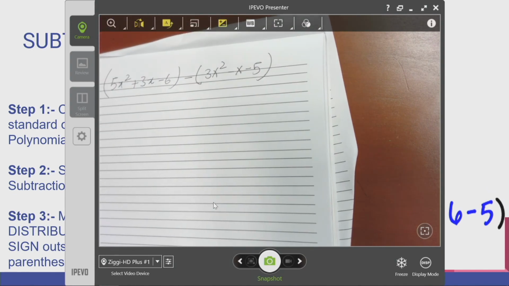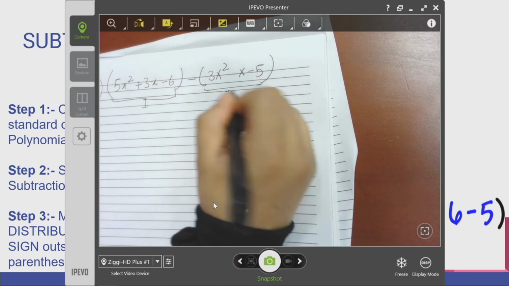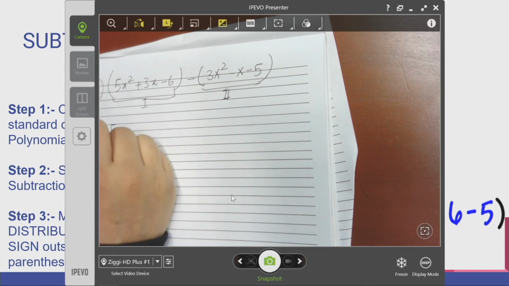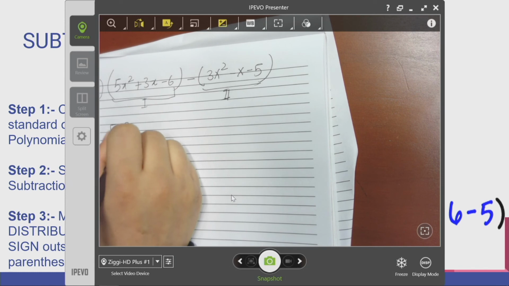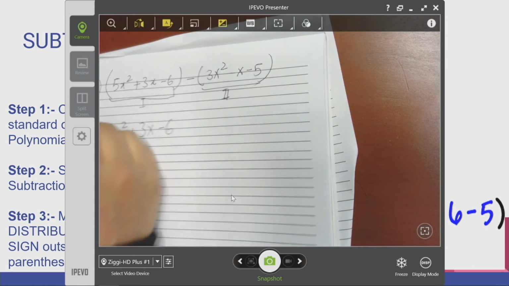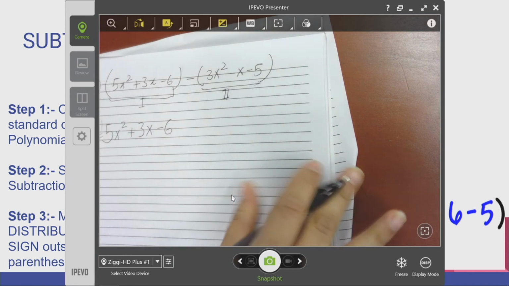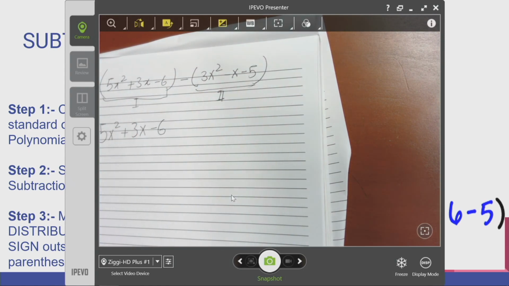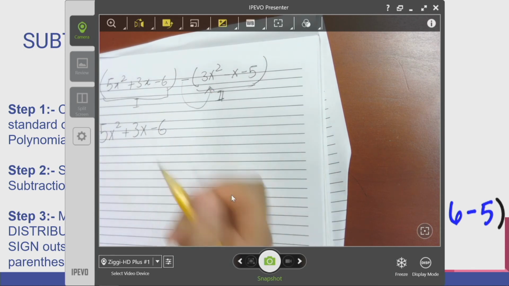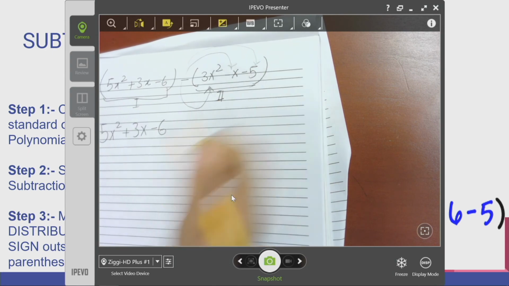This is our problem. This is my part 1, and this is my part 2. My part 1 remains the same: 5x squared plus 3x minus 6. Now, this is my first step. Step 1. In step 2, we have to distribute our negative sign to the second expression. And each term, you have to distribute a negative sign.